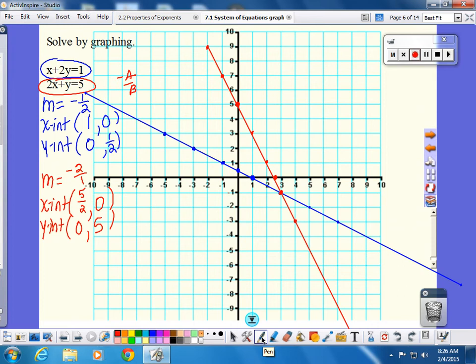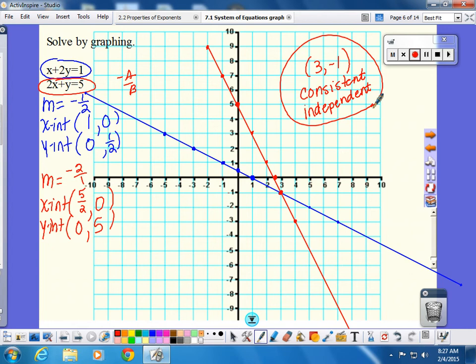The answer is going to be the point that they share. What is the only ordered pair point that they share? 3, negative 1. Right, 3, negative 1. So that is our solution. By the graphing method, I know that 3, negative 1 is the solution that they both share, their common solution. And with intersecting lines, my system is consistent, independent. And this is our answer that we got using the graphing method. So I did this right. Did you get it?